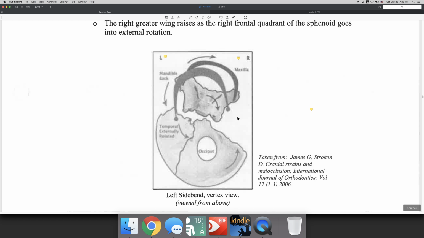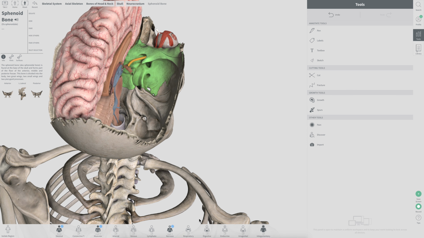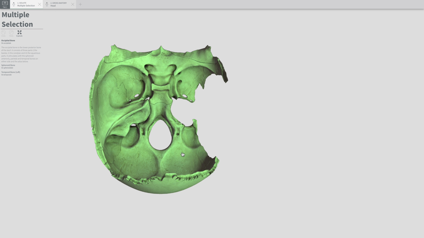Now, that being said, your sphenoid is not going to move a whole lot, like how your fingers would move, but they certainly move enough to make a functional difference. Okay. So we're going to go back to the 3D model to get you a more contextual view of what's going on. Okay. All right. Cool. That was what we were looking at.